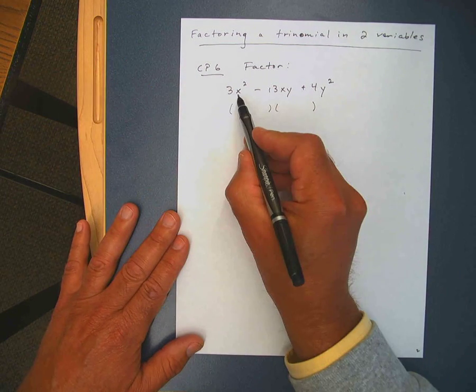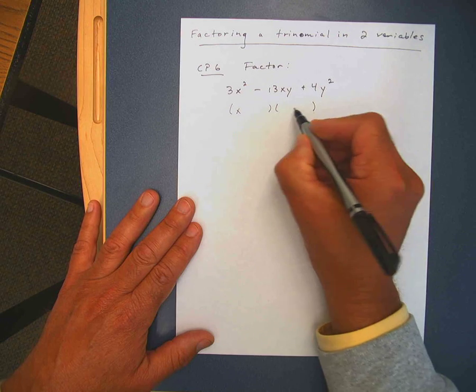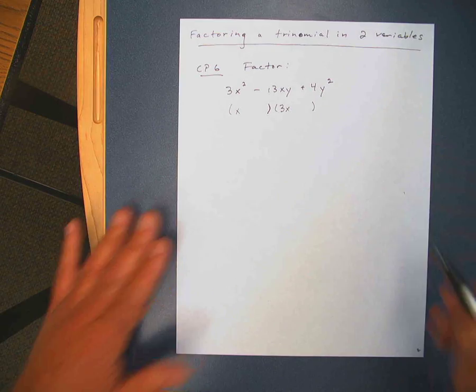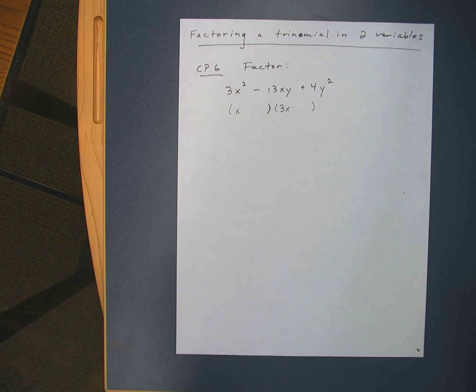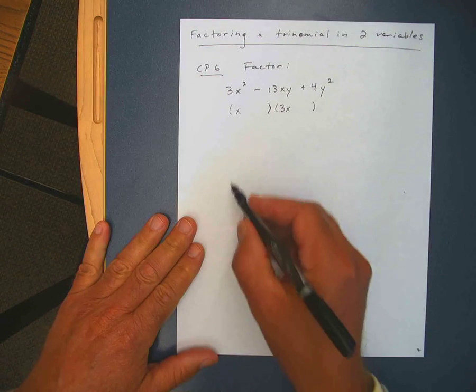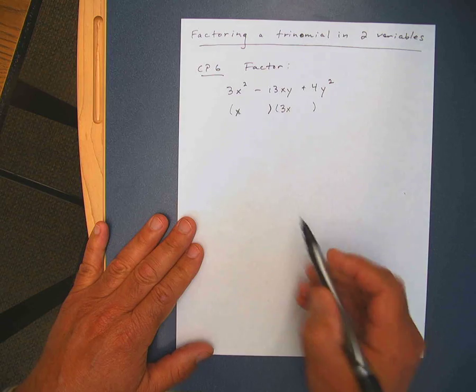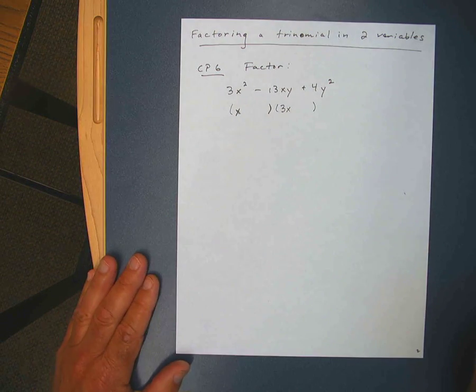The first term is going to come from multiplying x and 3x. And in this case, we only have that one possibility to try. We don't need to worry about another set of factors down here. We know one of the factors, if it does factor, is going to have to start with x, and the other one will have to start with 3x.